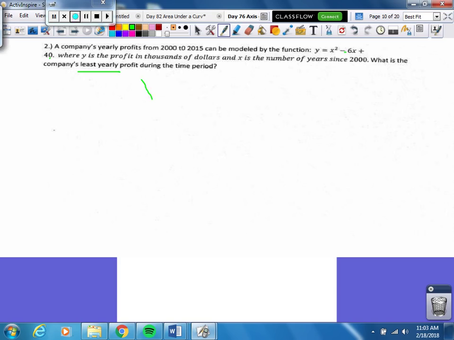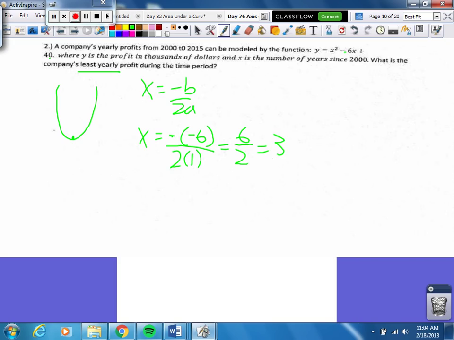So first you have to find the axis of symmetry, negative b over 2a. In finding x, how many years since 2000 is my minimum or my vertex right there, my least yearly profit. So that would be negative 1 times negative 6 over 2 times a. What was a? Oh yeah, 1. So that's 6 over 2, which is 3. So 3 years after 2000 is where we hit the least profit.